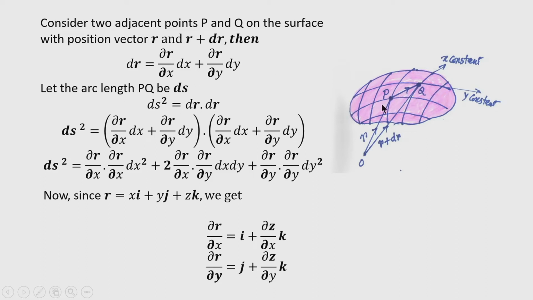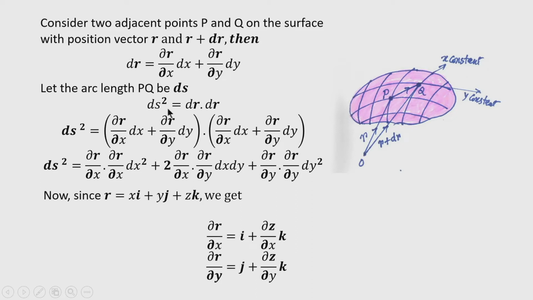Now, let the arc length PQ be ds. Here PQ is shown as a straight line, it is actually a chord, but the arc is ds. Now, we can represent ds squared as dr dot dr, that is the dot product of this vector PQ with PQ, two vectors. When we make a dot product of two vectors, it becomes a scalar quantity. So, dr dot dr is a scalar quantity which is nothing but ds squared.